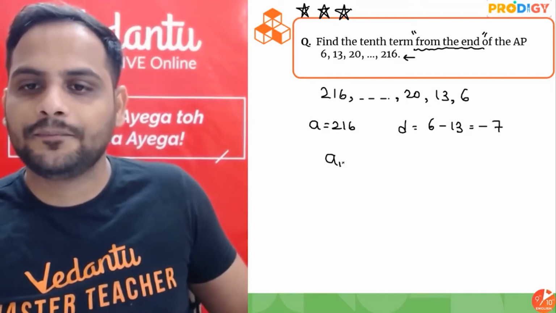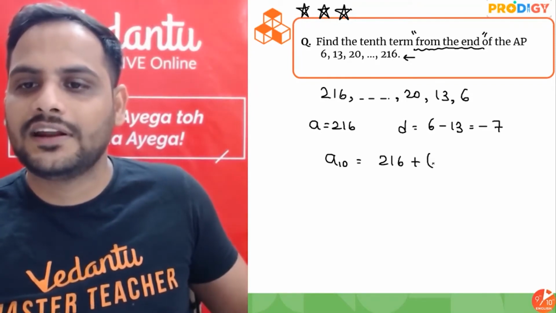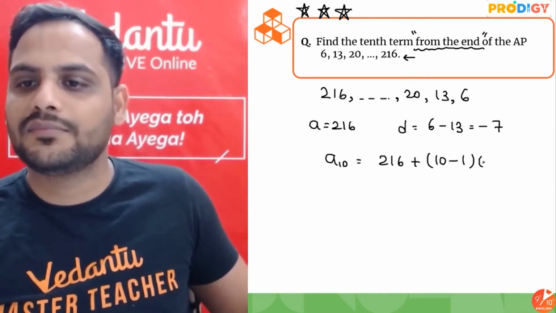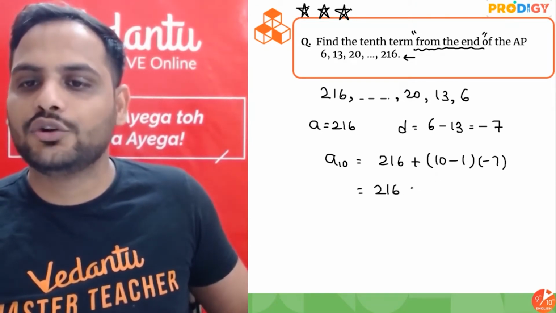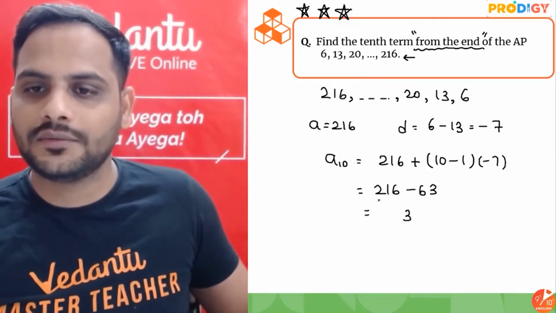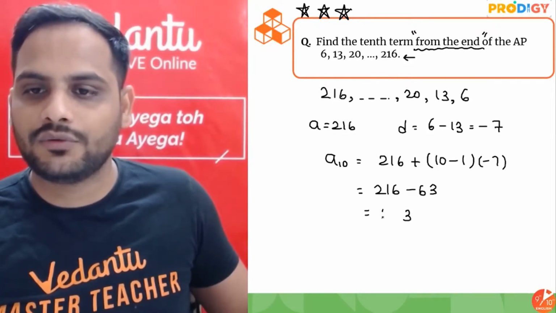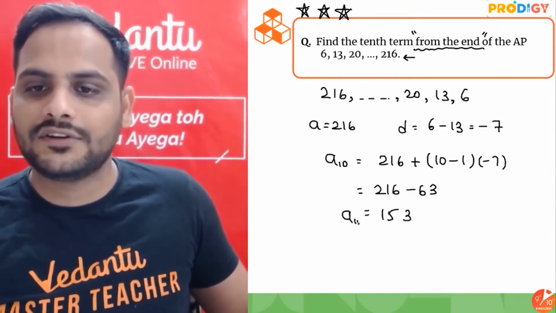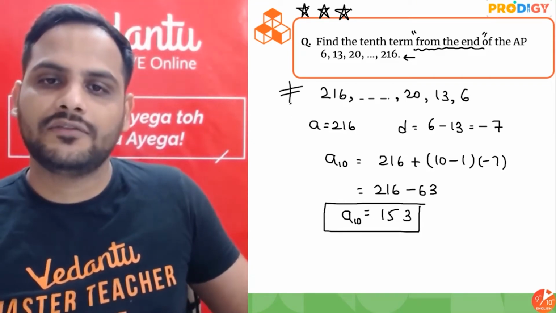So 10th term will be A plus 10 minus 1 into D, which is minus 7. So 216 plus 9 into minus 7, which is minus 63. So it will be equal to 153. So the 10th term from the back of this AP will be 153.